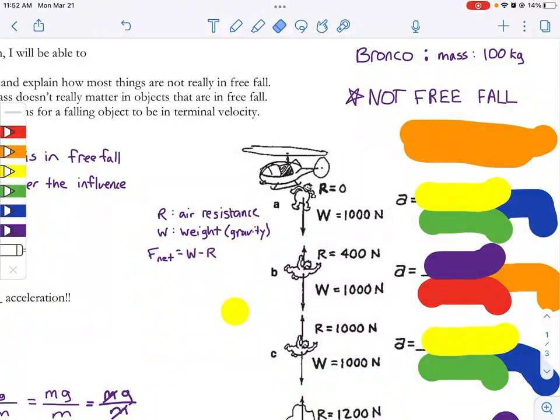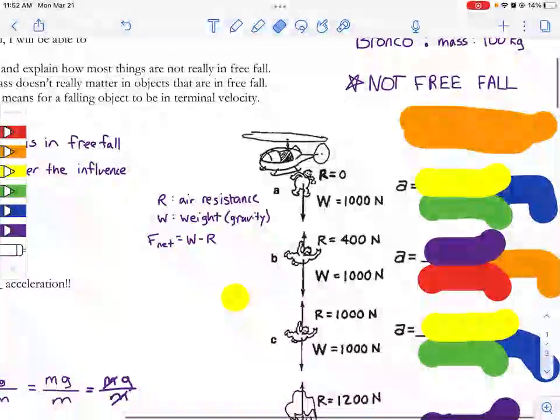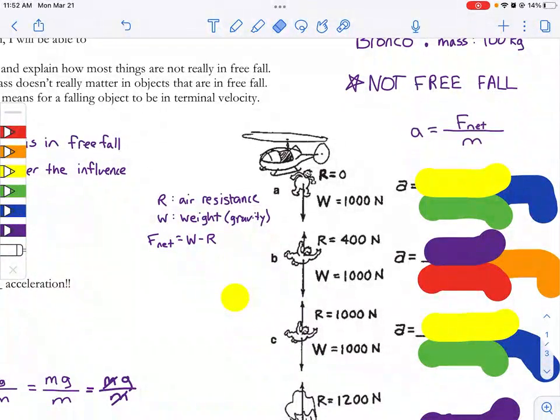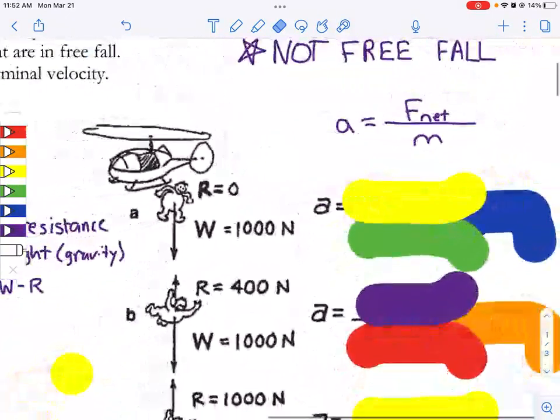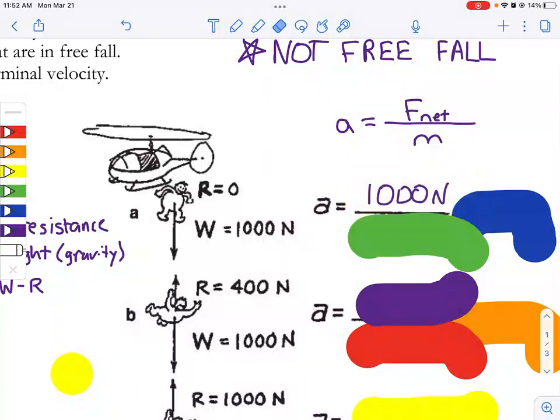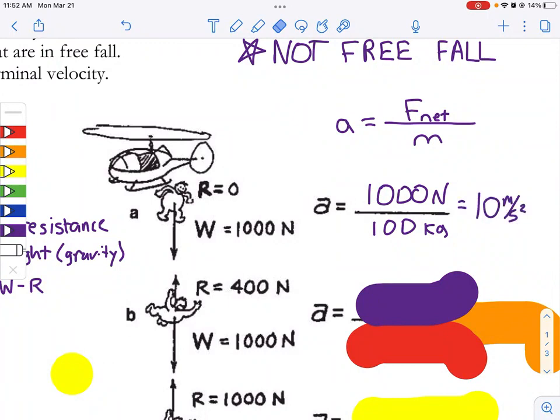And then when we think about it, we're going to look at the net force, which is the difference between those two, because weight is down and the air resistance is up. So they're not pointing in the same direction, so we'll subtract them, okay? So again, our Newton's second law is that a equals F net over m. Okay, so in our first picture, we'll zoom in a bit. Our F net is 1,000 newtons because there is no air resistance, and his mass is 100 kilograms. 1,000 divided by 100 is 10 meters per second squared.